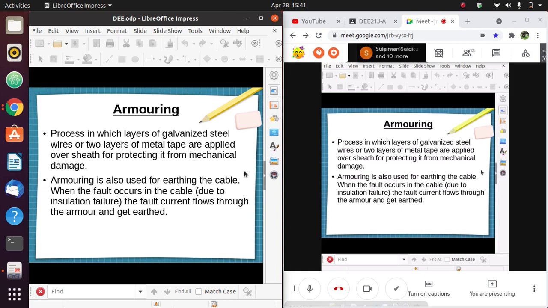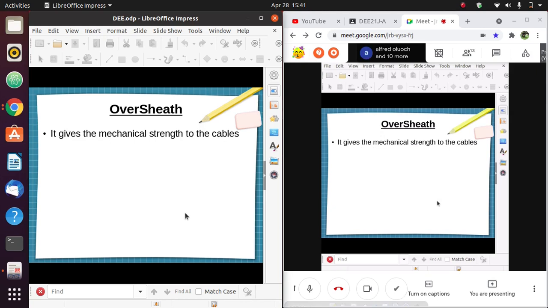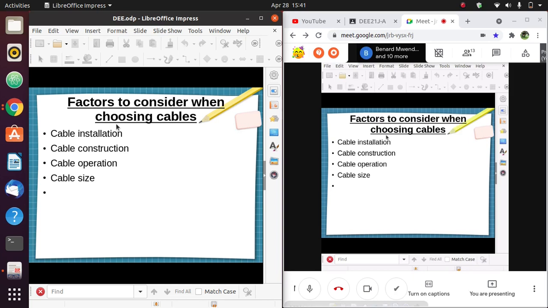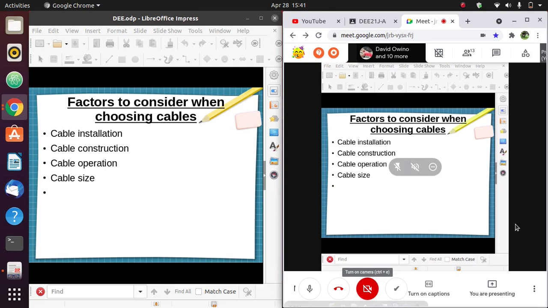Now we have the oversheath. The oversheath is that final protection. Now this can be there, might not be there. It just depends with the application of your cable. Tuko pamoja? Yes. Now, what are some of the factors to consider when you're choosing cables? Which are some of the factors that we consider? Cable installation. That is one of the main factors.